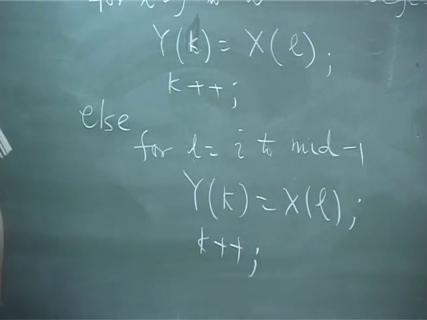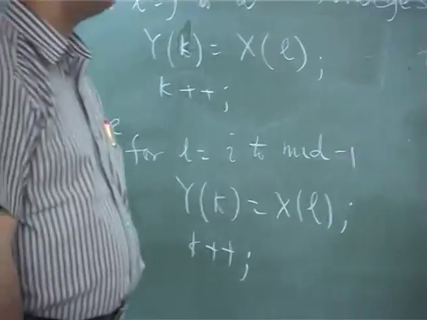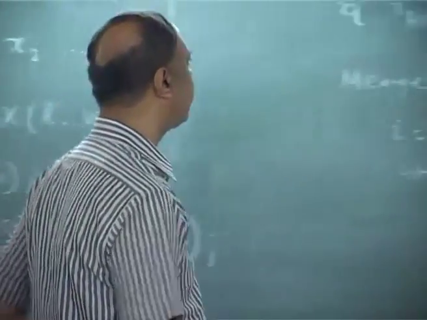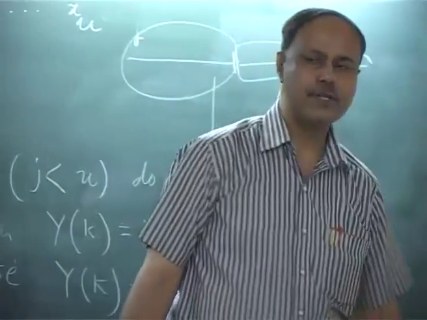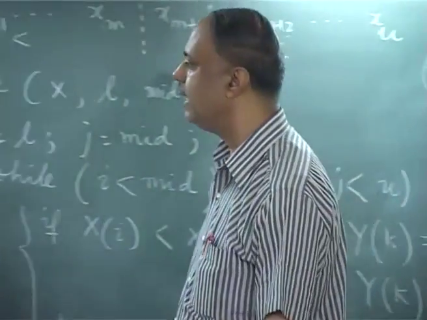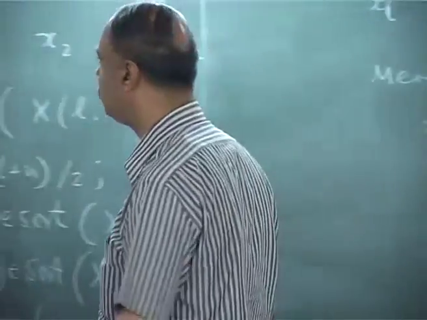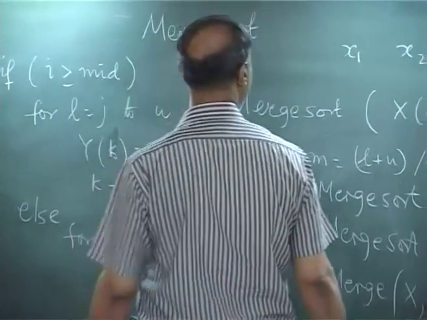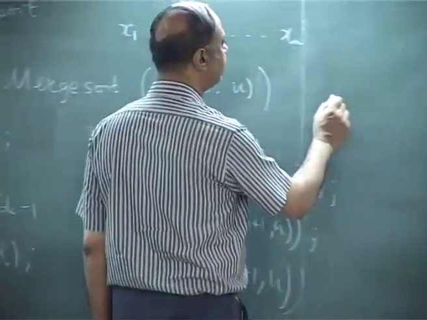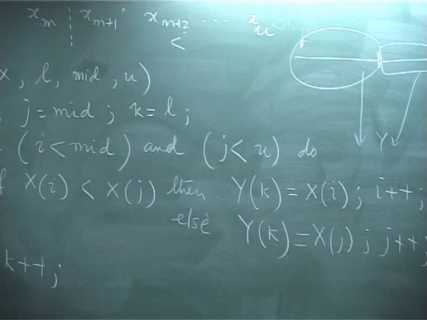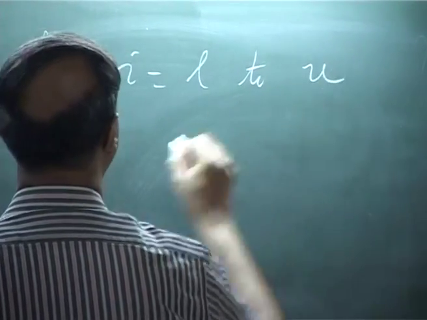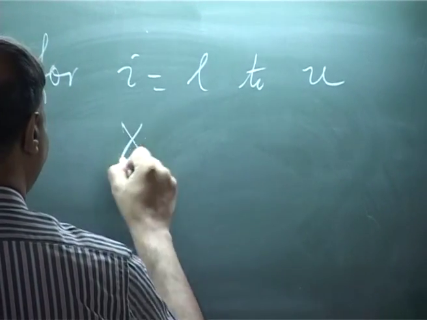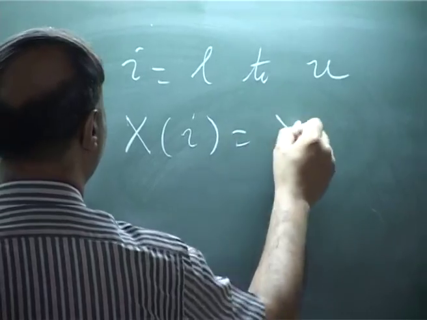Okay? So basically you have now merged the x subsequences, and the merged sequence you have put in y. But in order to get the result back to x, you have to write a small statement: for I equals L to u, x of i is equal to y of i.